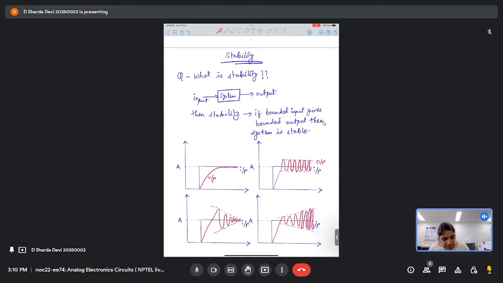So this type of input output characteristics, where finally your output settles with the input value, we call it a stable system. Whereas the system where your output does not settle to a particular value but it continuously oscillates across your input value, we call it a marginally stable system.